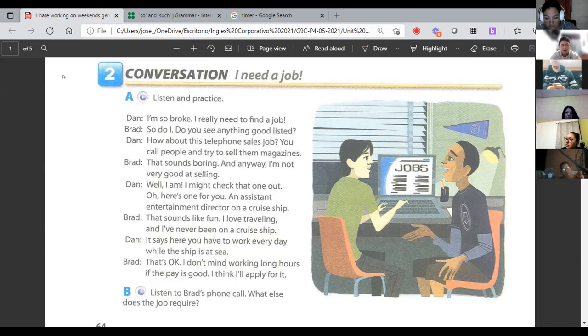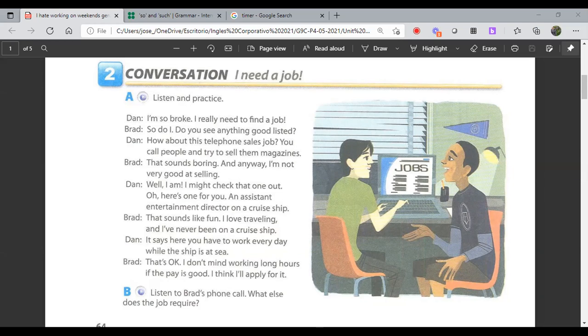I'm going to play part B of the conversation. Voy a reproducir la parte B del audio, perdón. There we go. Page 64, Exercise 2, Part B. Take notes, please. Listen to Brad's phone call. What else does the job require?